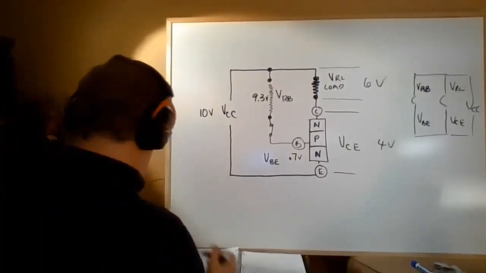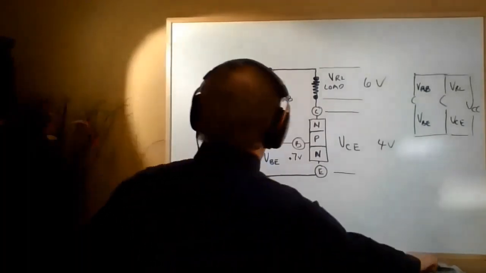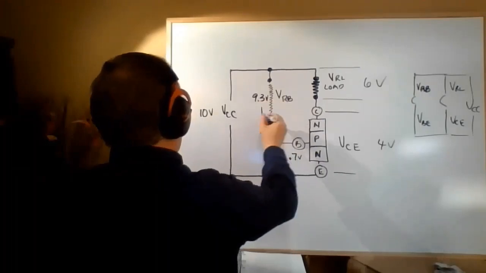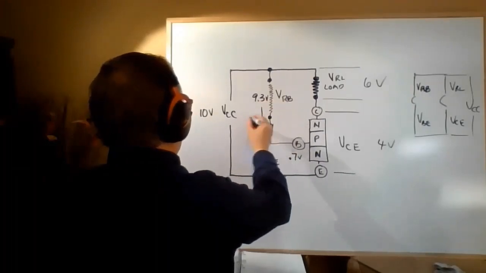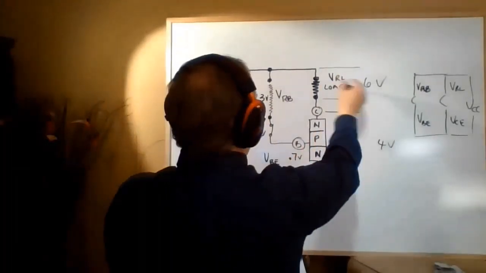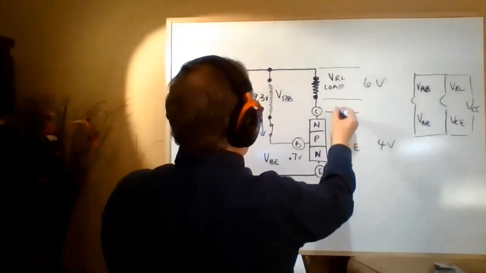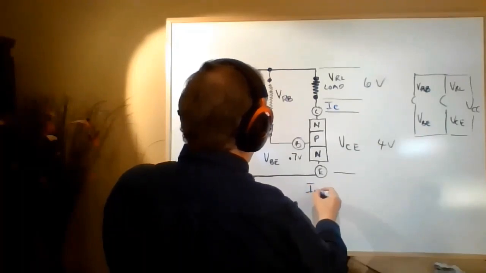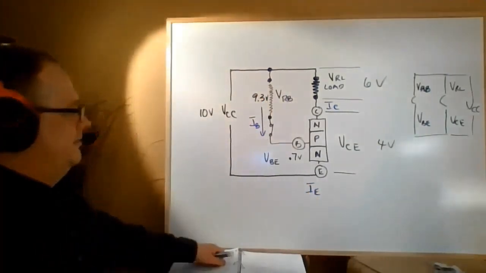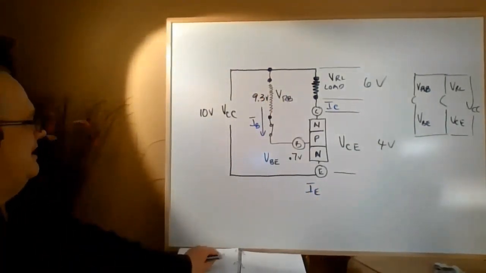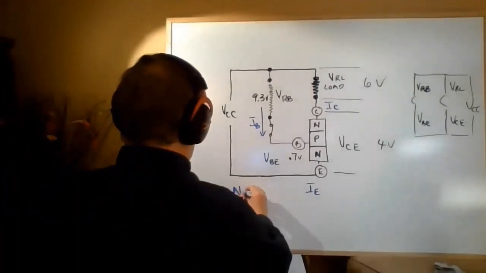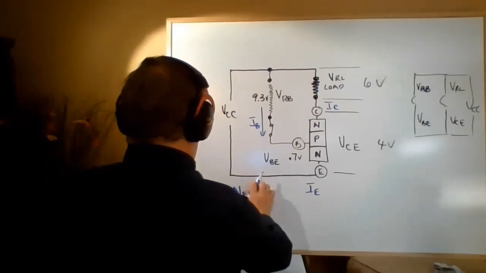Kirchhoff's current law is one of the things that's very important when you're looking at this. The current in this branch we always look at, we call I of the base. The current that enters the collector, I of C, and the current that leaves the emitter, I of E. And in an NPN, I'll give you the relationships for an NPN.